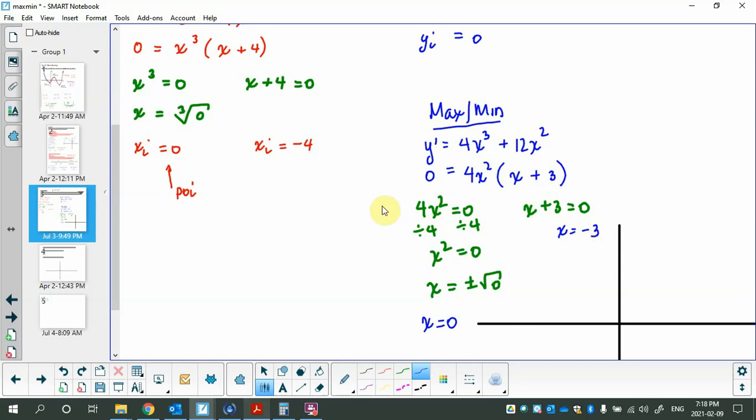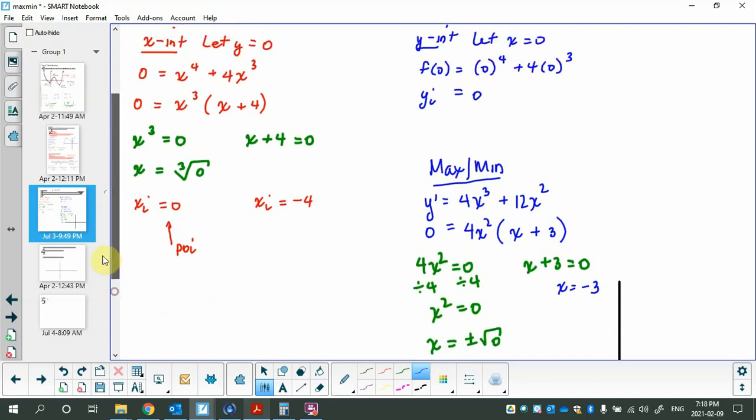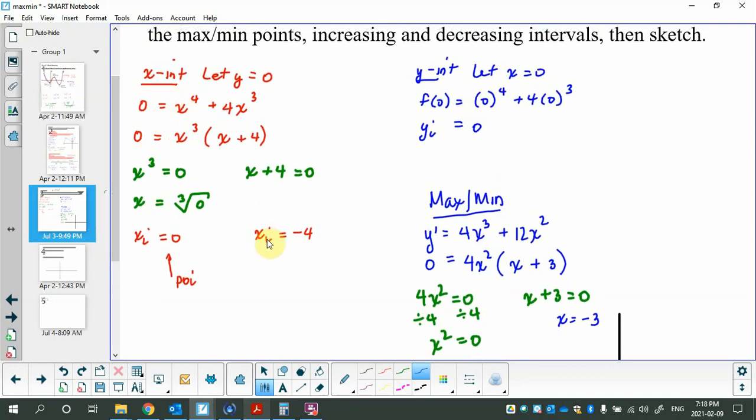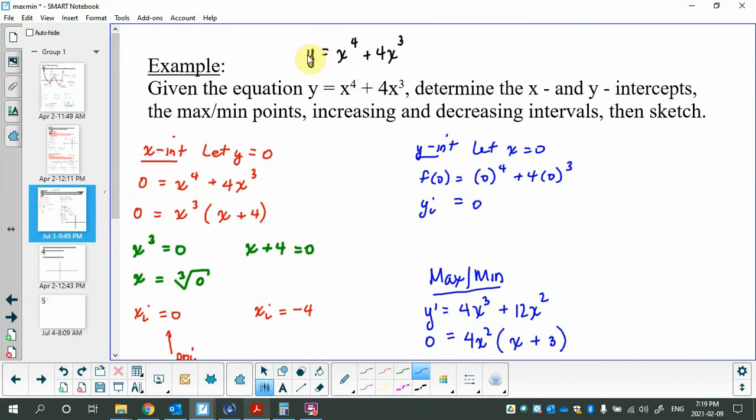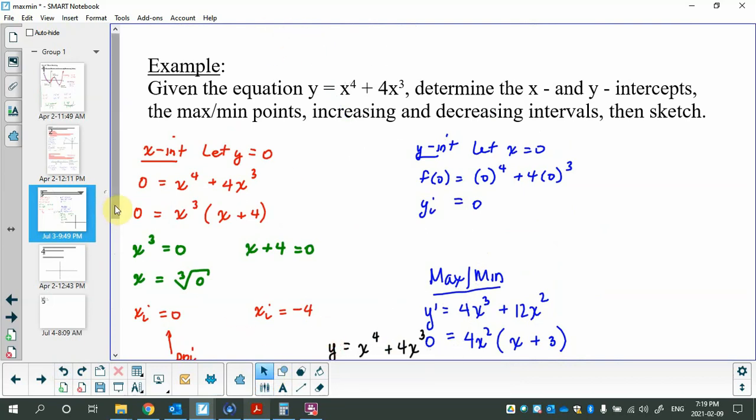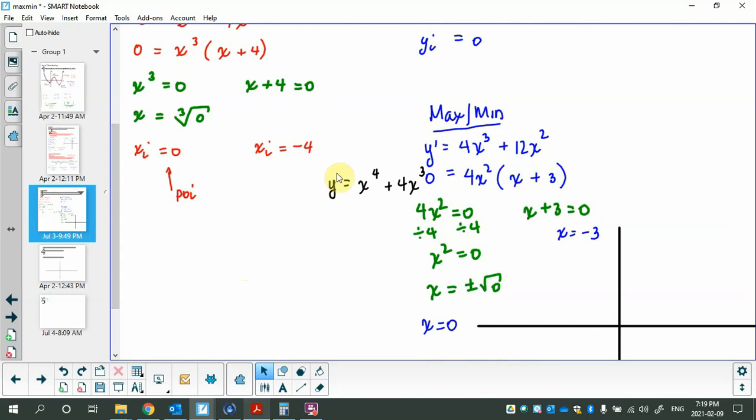Now the thing is, you might look at this and say, ooh, double root. But double roots don't happen for max mins. They happen when you're doing x-intercepts. So you've got to keep your facts straight. While I'm up here, I'm going to take this thing and drag it down because I'm at a point where I need to find the y values for these x values.